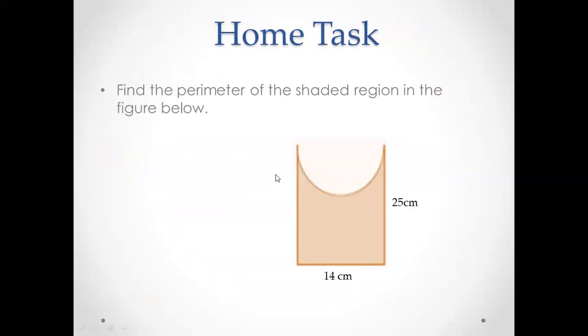Now this is a home task for you. We have to find the perimeter of the shaded region in the figure below. You can see this figure. This is also a composite figure. If you look at it carefully, you will understand that this figure is made by cutting out a semicircle from a rectangle whose sides are 25 centimeters and 14 centimeters. You have to solve this question in your notebook and upload images of the solution in the Google Classroom.